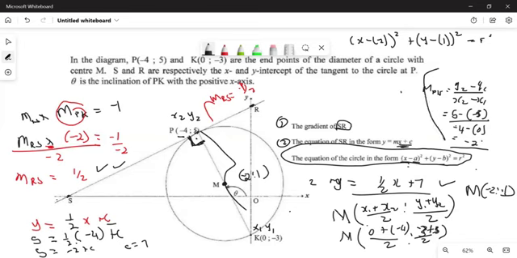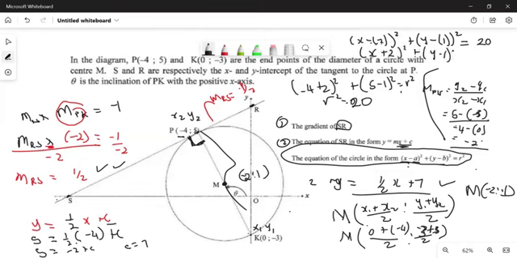Okay? Then you can use any of the points. You can use point K or you can use point P. If we use point P, for example, you are going to have (-4 + 2) all squared plus (5 - 1) all squared, which is going to be r squared. And then you type this in your calculator, and we know our r squared is going to be equivalent to 20. Then our equation is going to say we have (x + 2) all squared plus (y - 1) all squared, which is equivalent to 20.